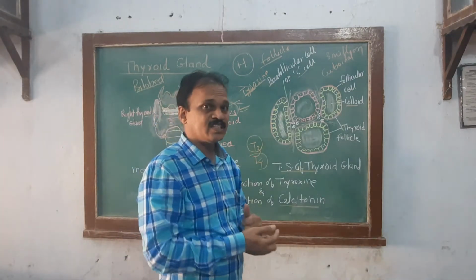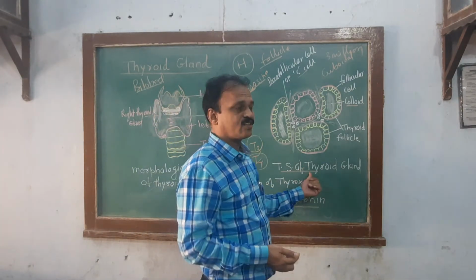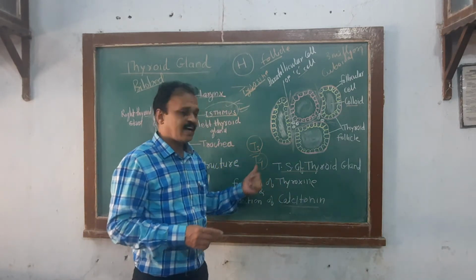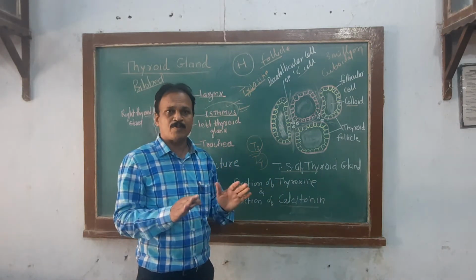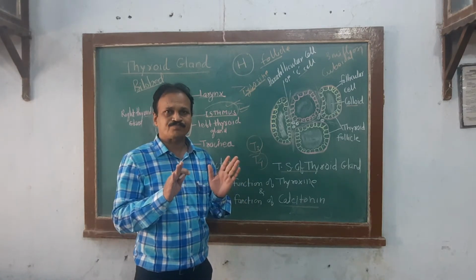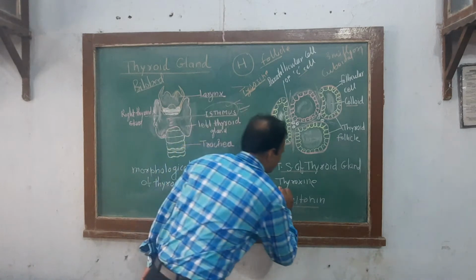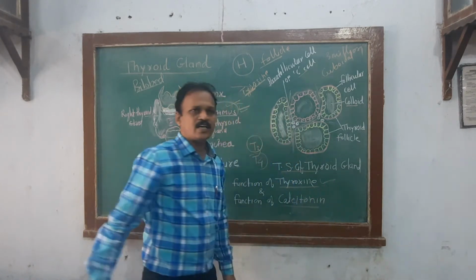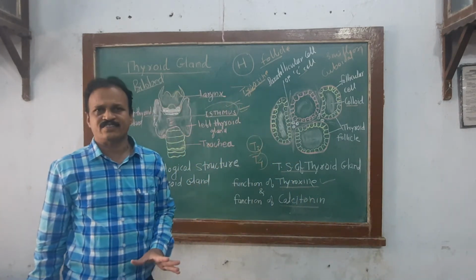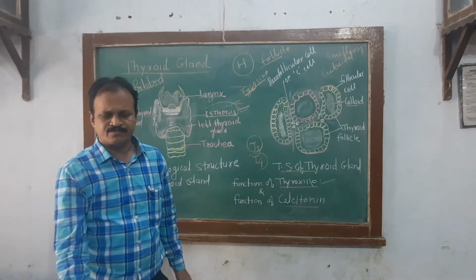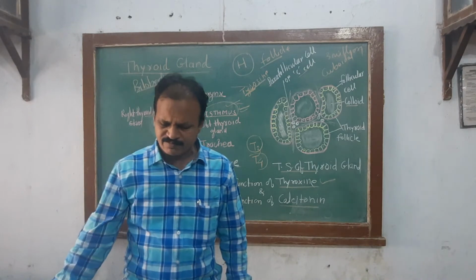Which hormone is synthesized by the thyroid gland? Thyroxine in the form of T3 and T4, triiodothyronine and tetraiodothyronine. Got my point? I hope you understood. Now, what do you have to see? Functions of thyroxine. This is a very important question: write a short note on the functions of thyroxine. What is the role of thyroxine?